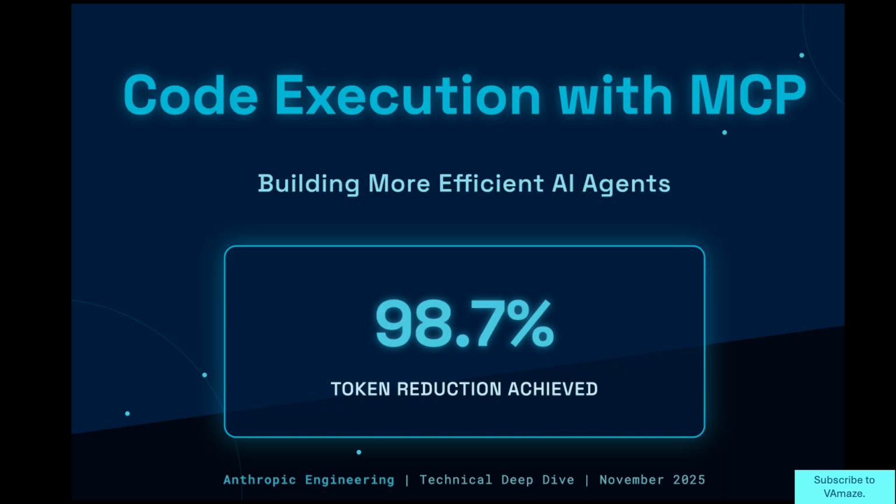Today, I'm excited to share insights from Anthropic's engineering team about a powerful approach to building more efficient AI agents using the Model Context Protocol, or MCP. The core idea we'll explore is simple but transformative. Instead of having agents make direct tool calls that consume massive amounts of context, we can have them write code to interact with MCP servers. This shift can reduce token usage by over 98% in some cases, dramatically improving both performance and cost efficiency. As AI agents scale to interact with hundreds or thousands of tools, this approach becomes not just beneficial, but essential. Let's dive into why this matters and how it works.